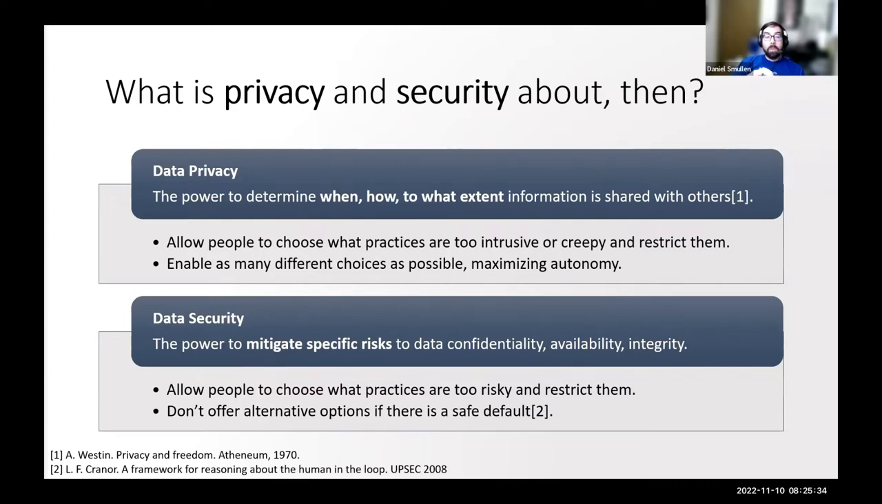It's about allowing people to choose what practices are too risky and restrict them, but the literature in usability very clearly shows that when it comes to security problems, you shouldn't offer alternative options if there is a safe default. Okay, so keep that in mind, right? With privacy, it's really rare that there's a default that'll suit everyone. But with security, sometimes there is.